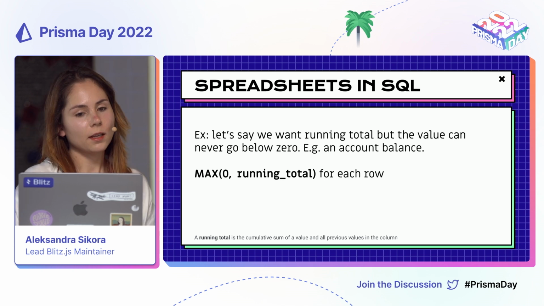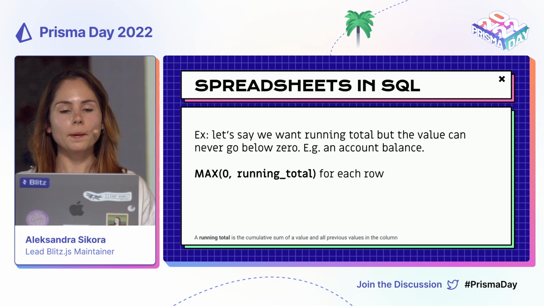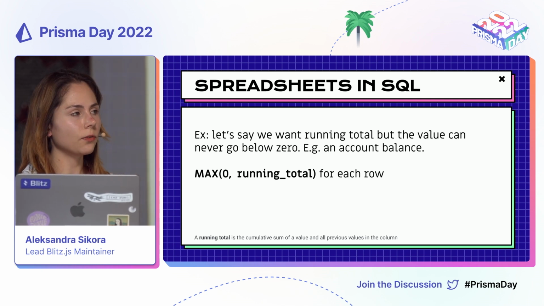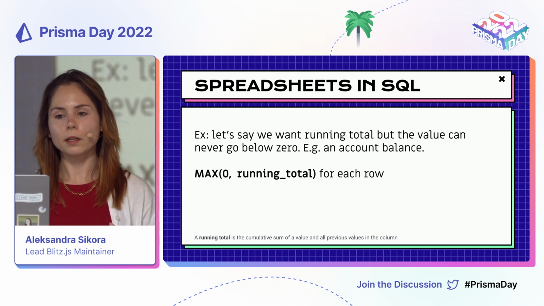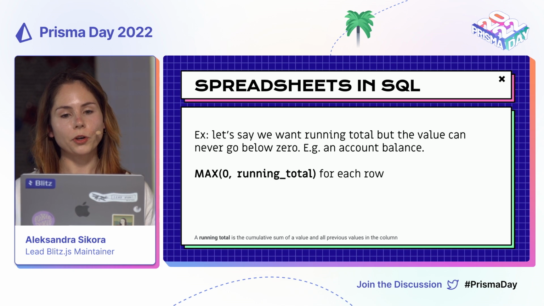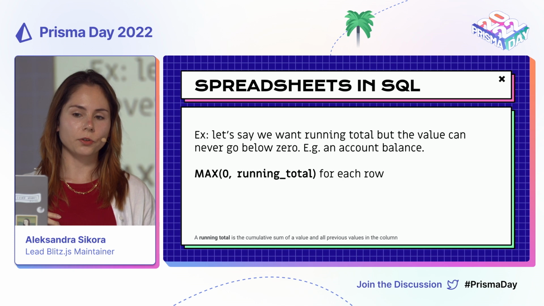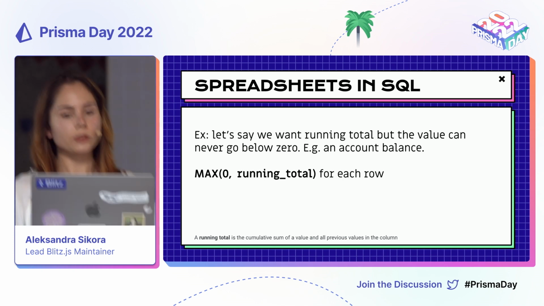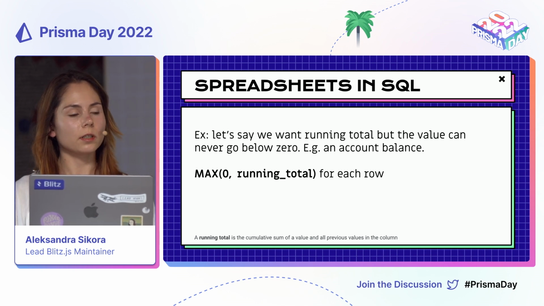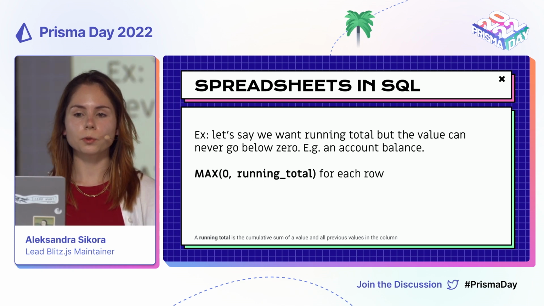As before, I'm gonna define an example that I'm gonna work with. Let's say that we have a table with bank operations, and we would like to know a balance after each operation. But we also have this condition that it can never go below 0. So basically, for each row, we want a maximum of 0 and running total. Running total is the cumulative sum of the value and all the previous values in the column. So this is what we call balance here.